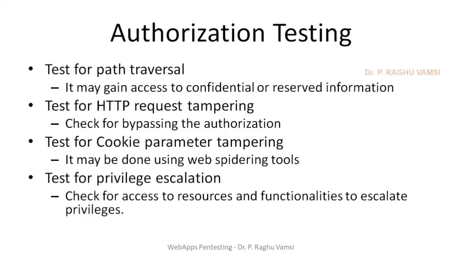Next, check for privilege escalation. Privilege escalation means here this is the access matrix. I told you that authorization is a kind of access matrix. Even though you are authenticated and authorized, you may not be eligible for using various services. So test for privilege escalation. Check for access to resources and functionalities to escalate the privileges. For this, you are supposed to struggle a lot. Actually, escalating the privileges is not that easy. But if you have a vulnerable application, then you can easily escalate the privileges.